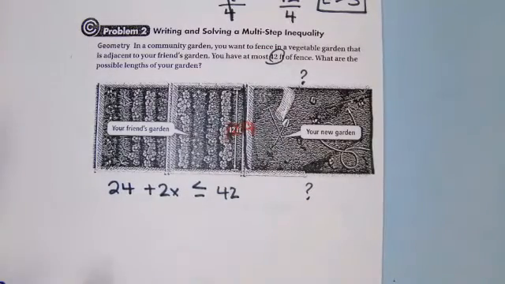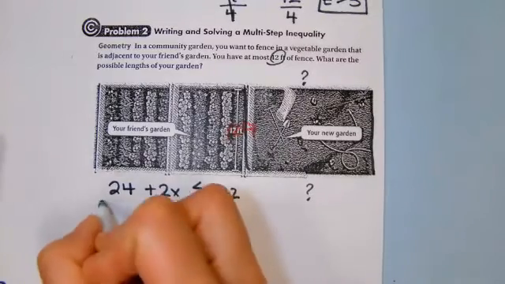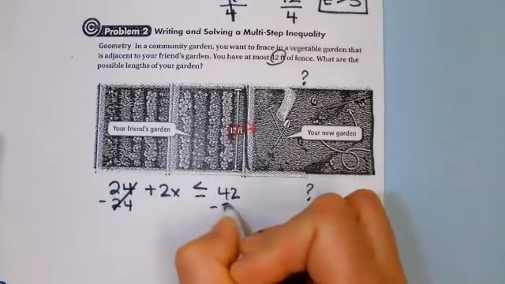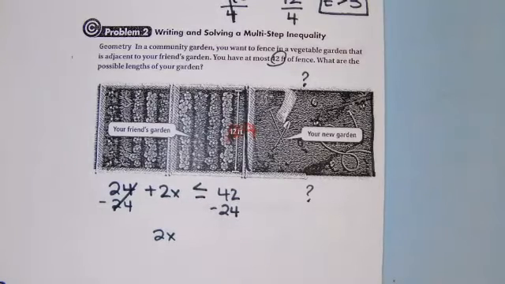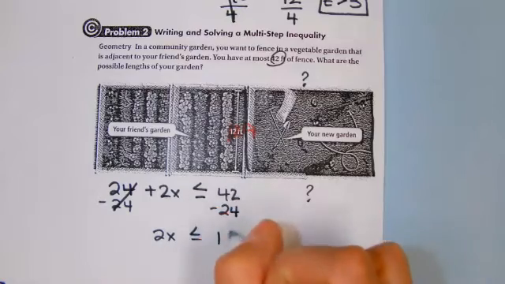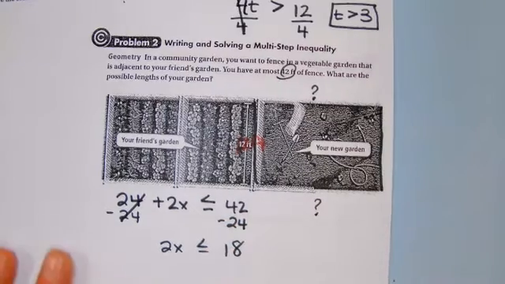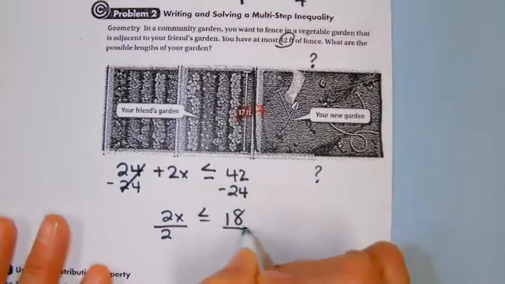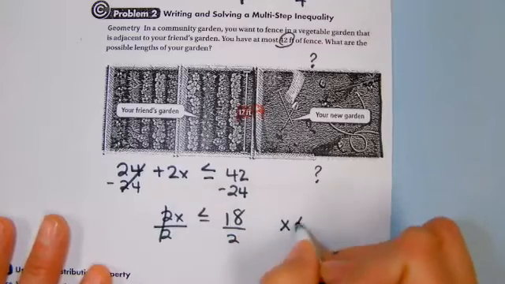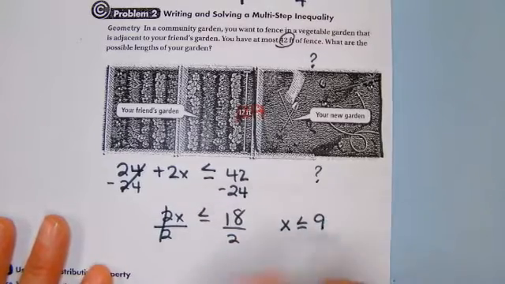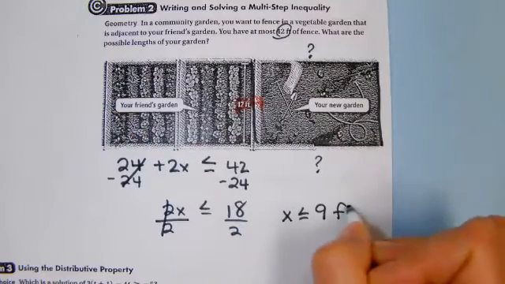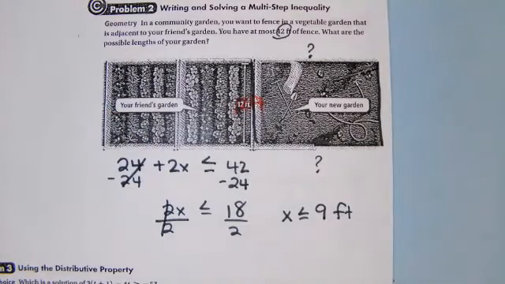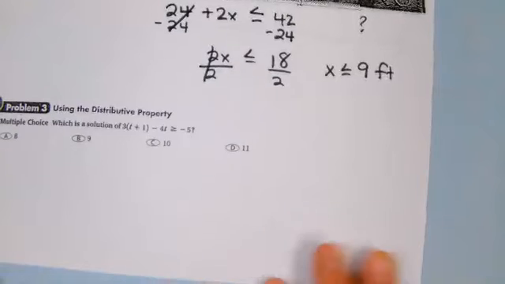So we're going to undo our PEMDAS here. So we're going to start with that 24. We're going to subtract 24 here, keep it balanced, and subtract it over here. So then we end up getting 2x is less than or equal to 42 minus 24 gives us 18. And again, we're going to divide to undo that 2, and we're dividing by a positive 2. So we don't have to worry about flipping that inequality. x is less than or equal to 9. So at most, what are the possible lengths of our garden? Anything 9 feet or less, right? So that's our answer.